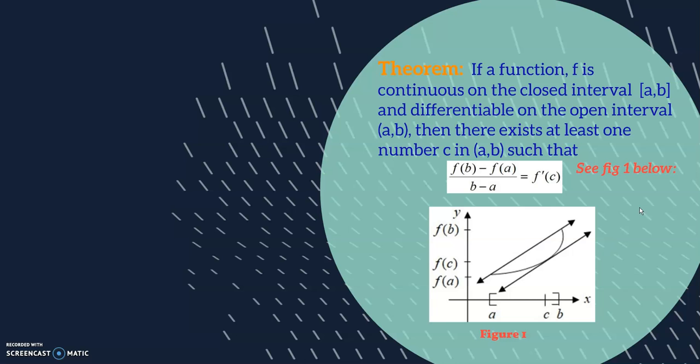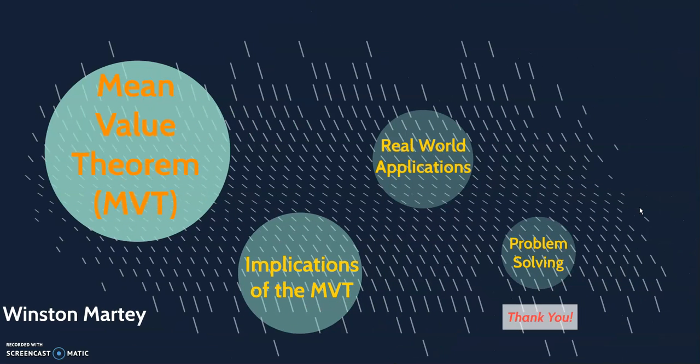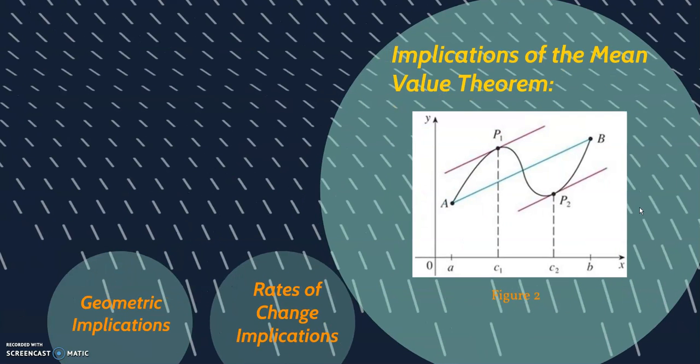So let's see what the rate-of-change implications and the geometric implications are. Here I have a diagram which actually illustrates more than one c in the interval [a, b], and that is the reason we include the phrase "at least one c" in the interval.